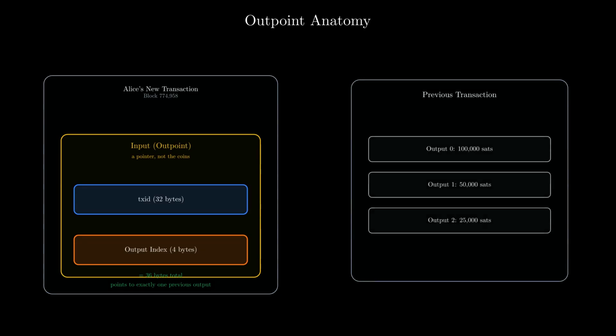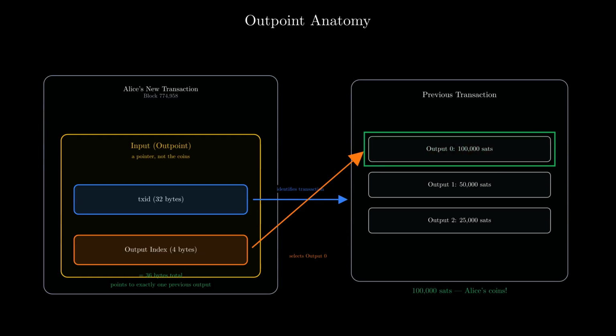Let's trace this with a real example. Alice broadcasts a transaction in block 774,958. Her input's outpoint contains a txid pointing to an earlier transaction where Alice received coins. The output index is 0, the first output of that earlier transaction, holding 100,000 satoshis, and that's the money Alice is now spending. The full node has found the previous output Alice referenced.